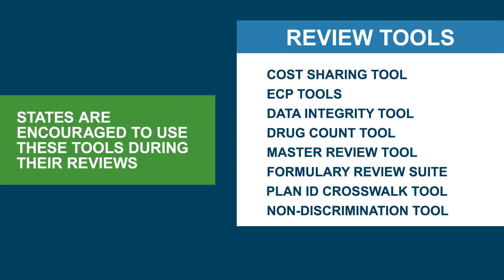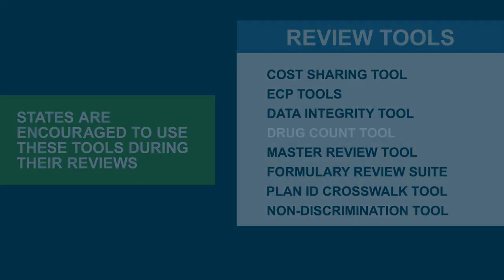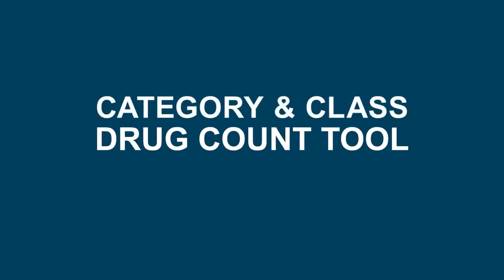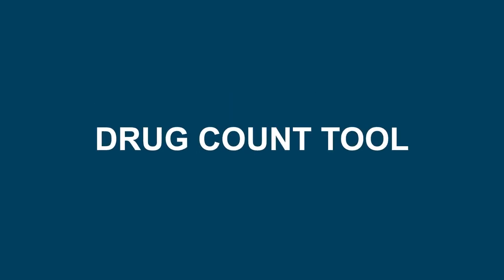States are encouraged to use these tools during their reviews to identify potential errors in their issuers' application data that would require issuers to make corrections. The Category and Class Drug Count tool, or Drug Count tool for short, helps ensure that health plans meet the Prescription Drug Essential Health Benefit, or EHB, requirement.